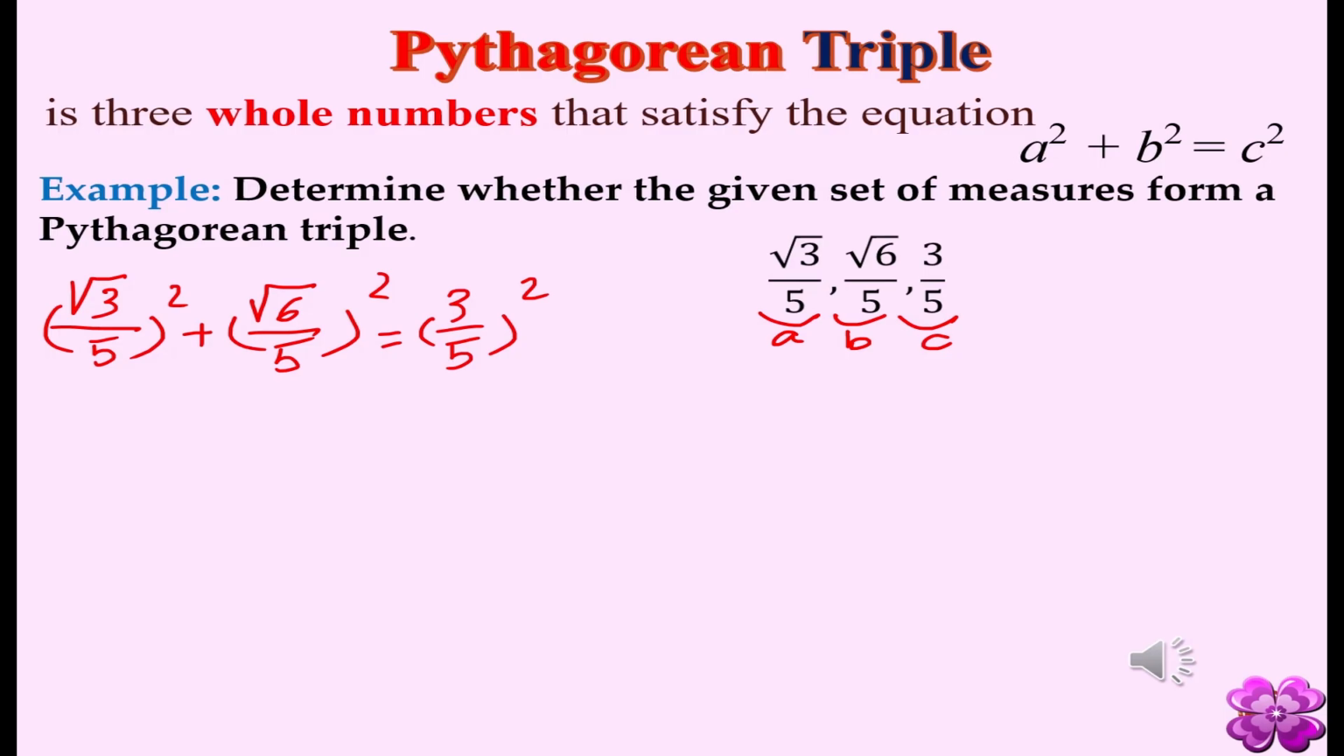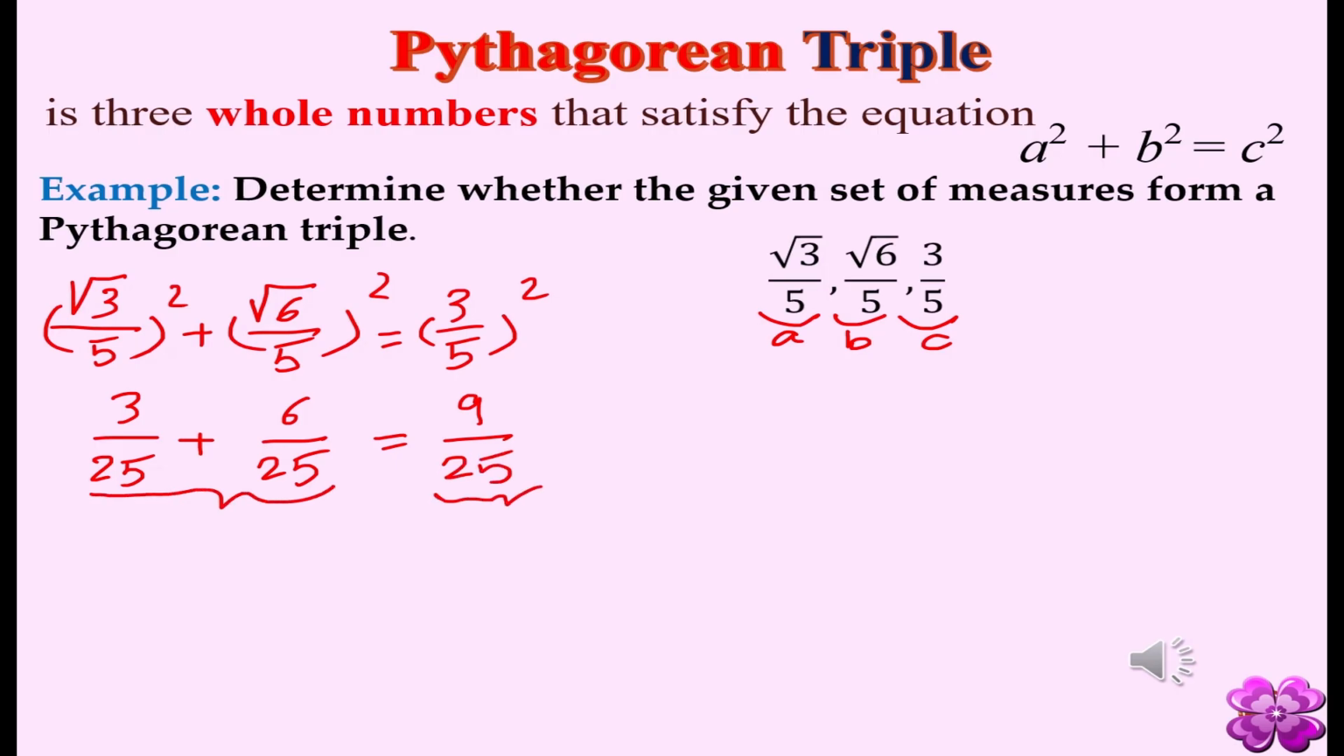Root 3 to the 2 would be 3 over 25. Root 6 squared would be 6 over 25. And 3 over 5 squared would be 9 over 25. Keep this one unchanged and add these two. We will end up with 9 over 25. You will see the left side is exactly equal to the right side. So our answer should be yes.